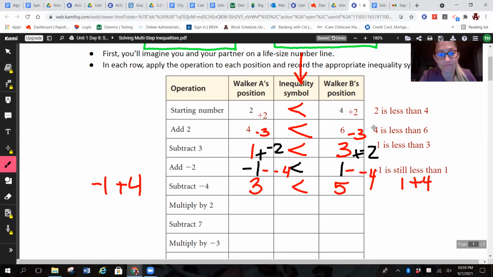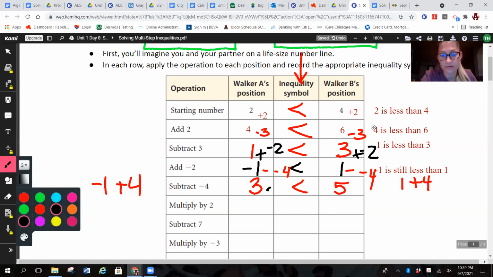So far, so good. Now we're going to multiply that by 2. So times 2, times 2. We get 10. We get 6. Again, 6 is less than 10. So far, so good. We've added, we've subtracted. We've added negatives, we've subtracted negatives. Now we've multiplied by 2.